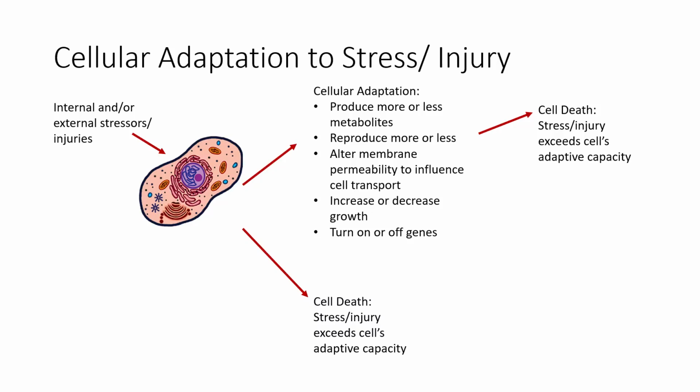Other cellular adaptations would be reproduce more or less, alter membrane permeability to influence cell transport, increase or decrease growth, and we're going to be talking about that quite a bit in these next few slides, or turn on or off genes. Now, if those cellular adaptations don't work, then the cell's going to die. The stress or injury exceeds the cell's adaptive capacity and the cell dies. Sometimes the cell dies right away. So if the injury is really bad, if there's a severe internal or external stressor, the cell dies. So it doesn't get the opportunity to try to adapt, it just dies. So that is the alternative path there.